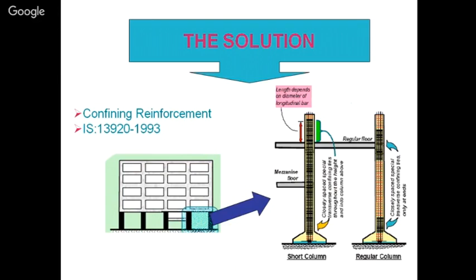The solution is that you are going to provide extra confining reinforcement in that particular zone where you are having the mezzanine floor which is vibrating in isolation, and it can damage the column in that particular zone.